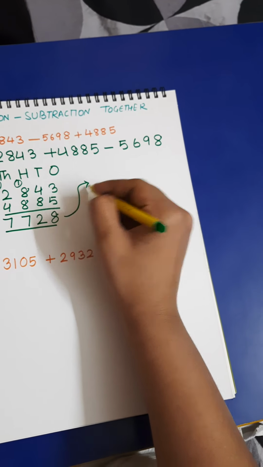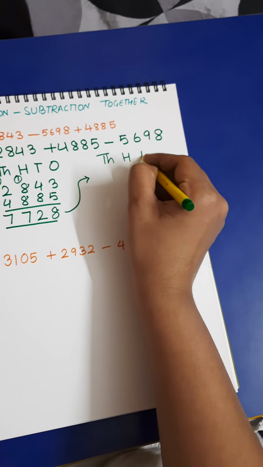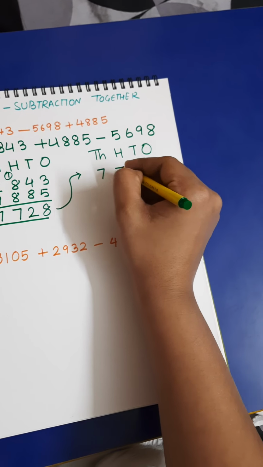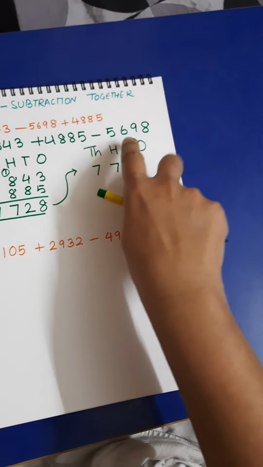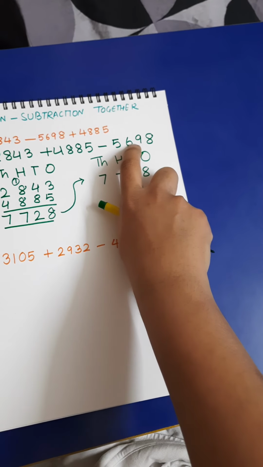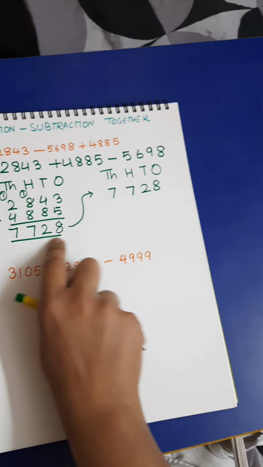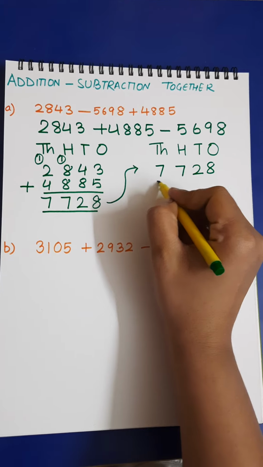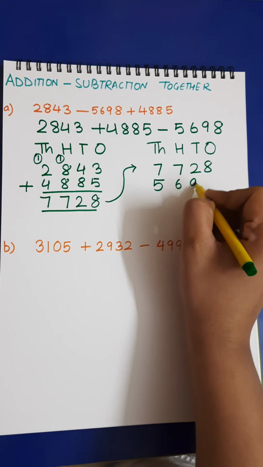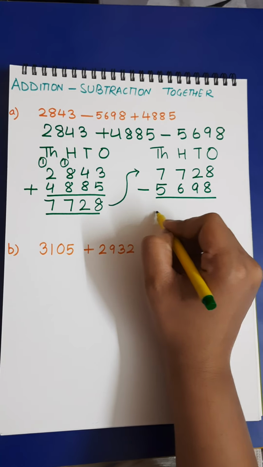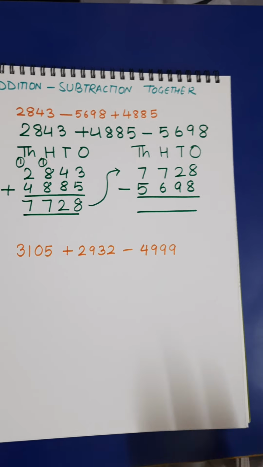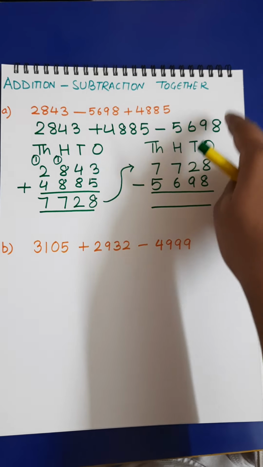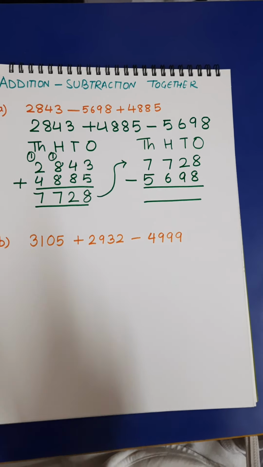So I will take this number, write down my places first, and then this number I have to take as the minuend, because this is the number from which we have to subtract. This is our minuend, and the subtrahend is 5698. This is the subtraction sign. Till now we have not got our final answer. This is the complete question. We need to completely solve it, and then we will get our final answer.